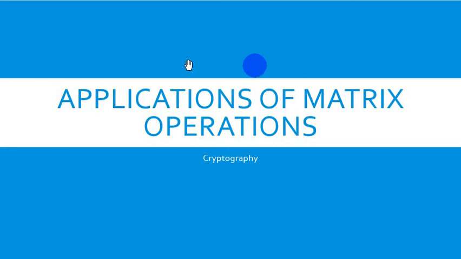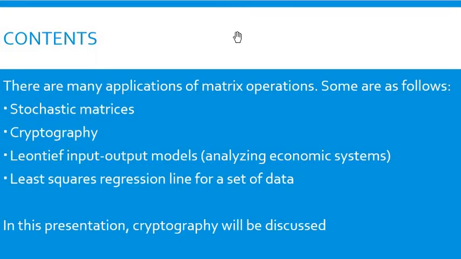This time we're going to talk about one application of matrix operations, which is cryptography. There are many applications of matrix operations. Some are as follows: stochastic matrices, cryptography, Leontief input-output models wherein we analyze economic systems, and the least squares regression line for a set of data. In this presentation, cryptography will be discussed.